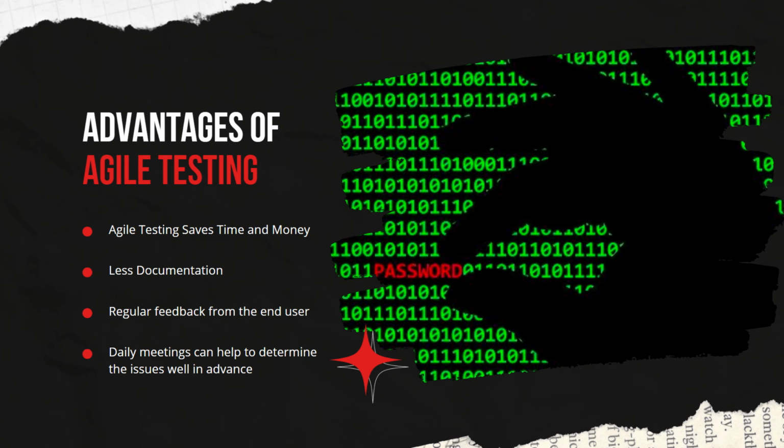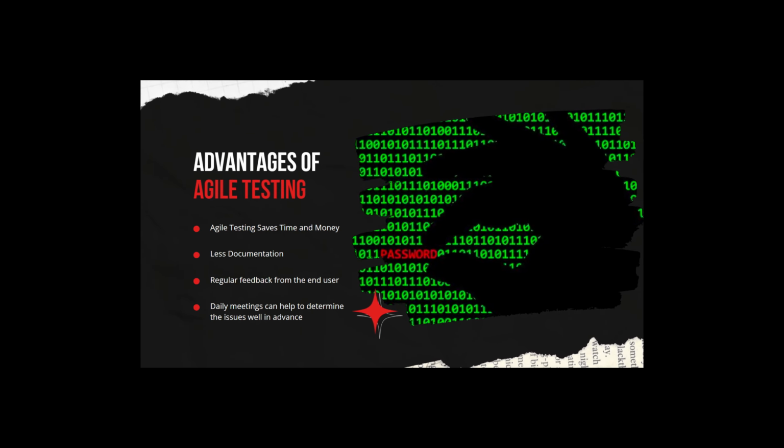Next is the advantages of Agile testing. Agile testing saves time and money, needs less documentation, and gives regular feedback from the end user. Daily meetings can help to determine issues well in advance.